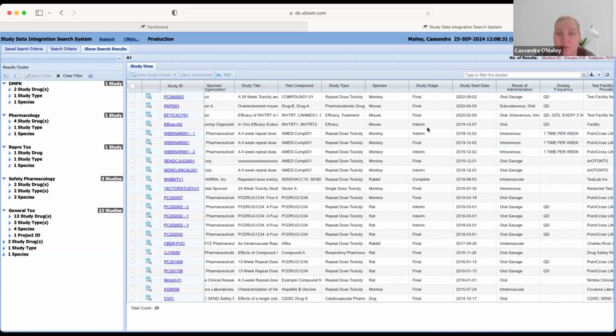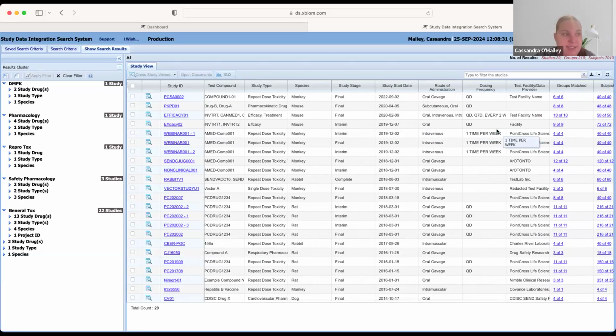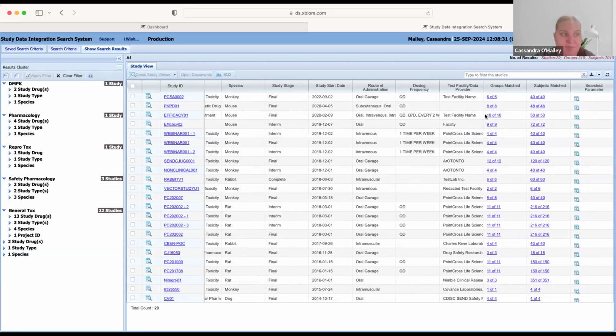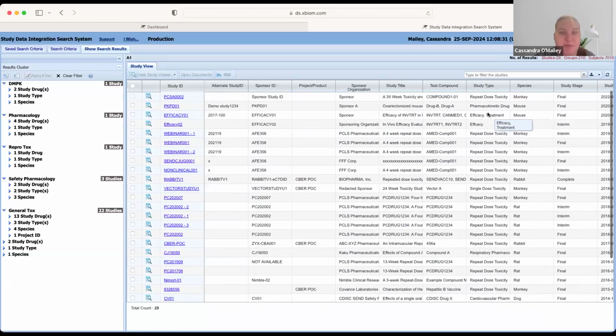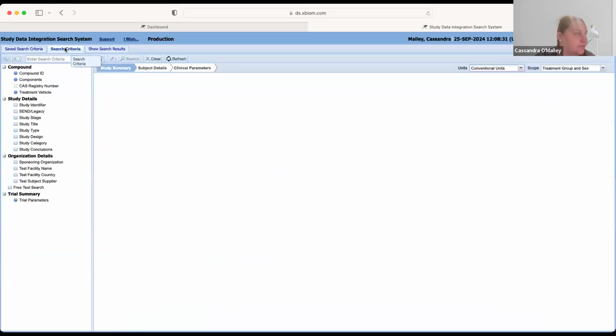stage, whether it's a final or interim, etc., including things such as how many groups and how many subjects are there as well. With this data being easily accessible, I can search across my studies for an individual study or multiple for comparison. So I'm going to switch into my search criteria.